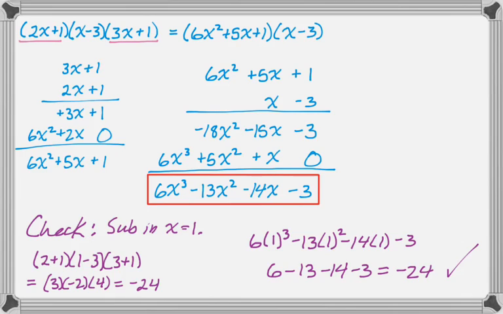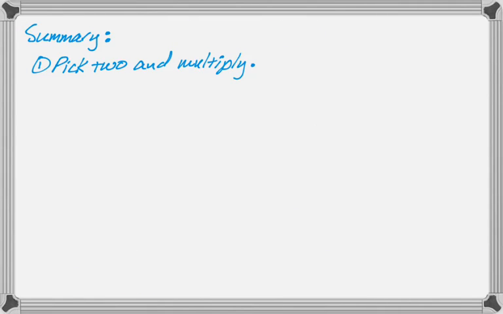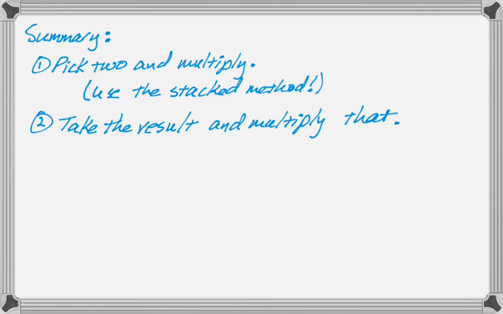Okay, so that checks. To summarize what we did: pick any two of them and multiply. And I really think you should use the stack method when you do that, but you might choose not to. The next thing you're going to do is take the result that you got in step 1 and multiply that by the remaining factor. If there's more, you're just going to take the result of that and multiply, and then the result of that and multiply, and you just keep going forever.